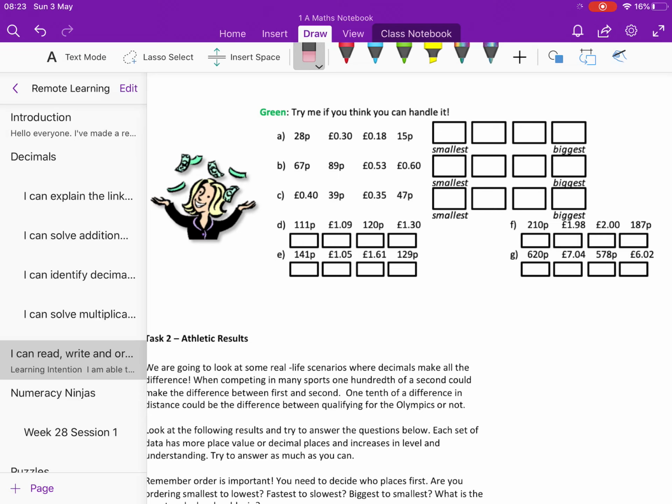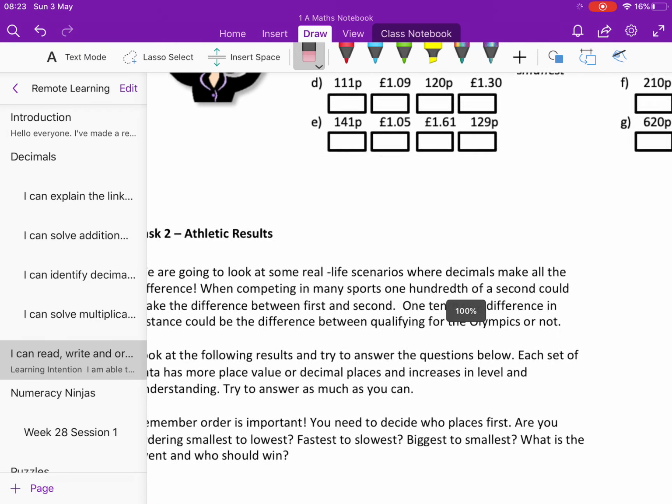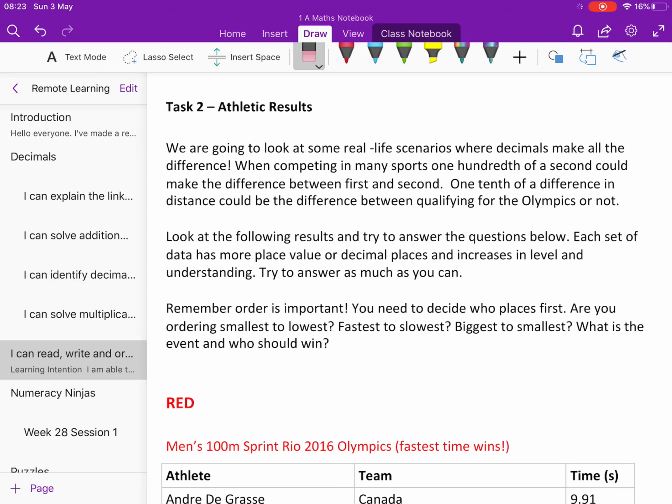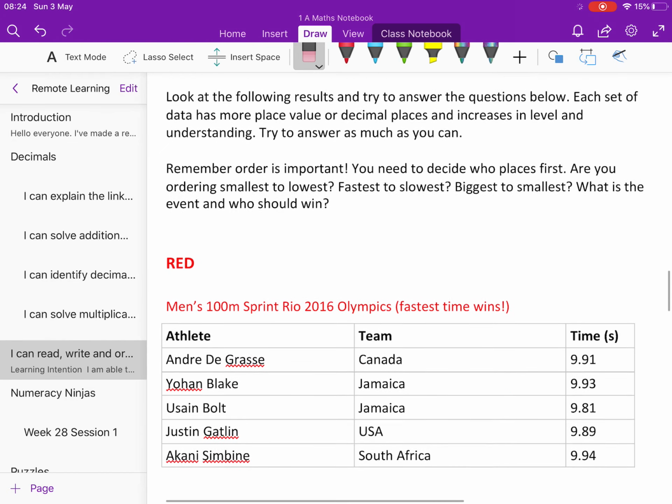Task 2, these are the athletic results that I was talking about. I've taken these from Olympics and from other events. Decimals are really important when competing in any sports, because a 100th of a second could make a difference. A 10th of a difference in the distance could be the difference between qualifying for the Olympics or not. So your job is to look at these results and then put them into the table.